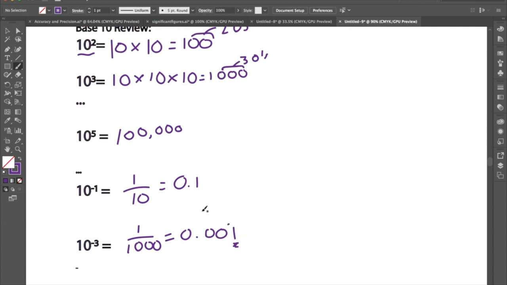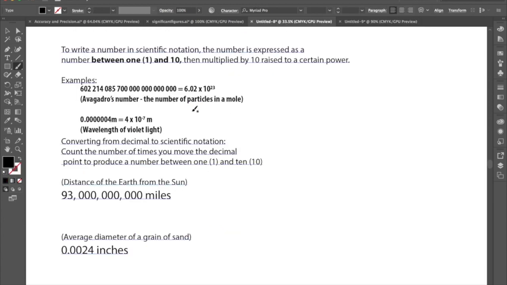So it's just important to note, especially as we go into scientific notation, when we start multiplying numbers by base 10 numbers, what exactly it is that we're doing. So if we go, let's just open up this.